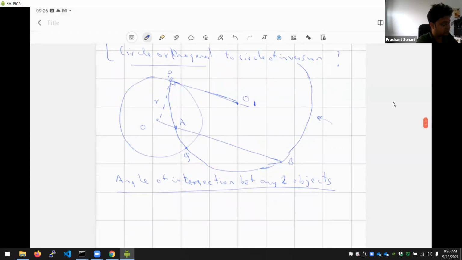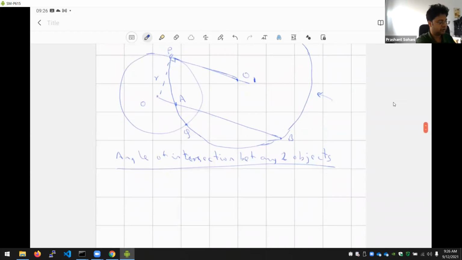I think we may have briefly given a very vague definition of this before. If you have any two objects, and when I say objects in our geometry, we will always talk about circles and lines, but this property is true for any two curves in the plane. So any two random curves like this in the plane, if they intersect at a point, I can talk about the angle of intersection of these two curves. So how can I define that? Any ideas?